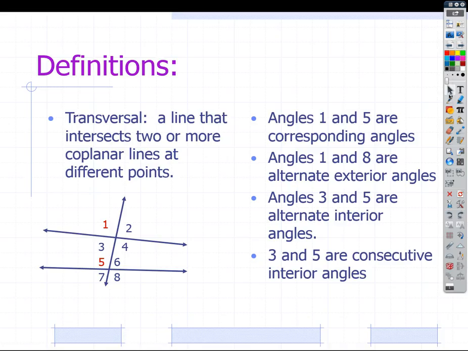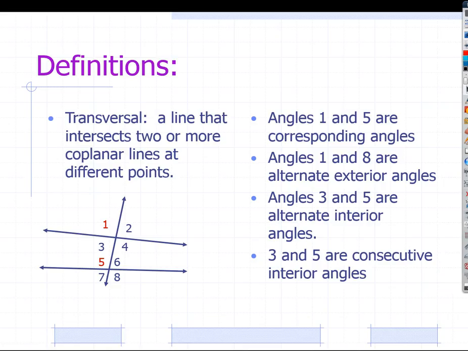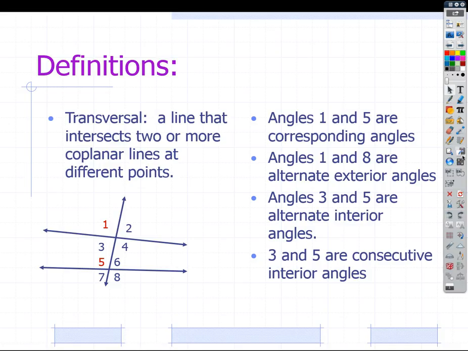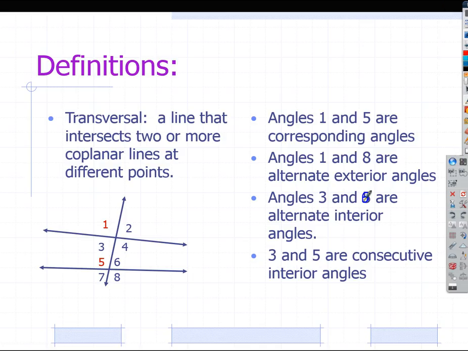Okay, what about the other ones? We'd say that angles 1 and 8 are alternate exterior angles. Angles 3 and 5 are, whoops, that's wrong. Oh, 3 and 5 shows up twice. So it should be probably 3 and not 5, but what should it be? 3 and 6, you're right. It should be 3 and 6 are alternate interior angles, and 3 and 5 are what we call consecutive interior angles.